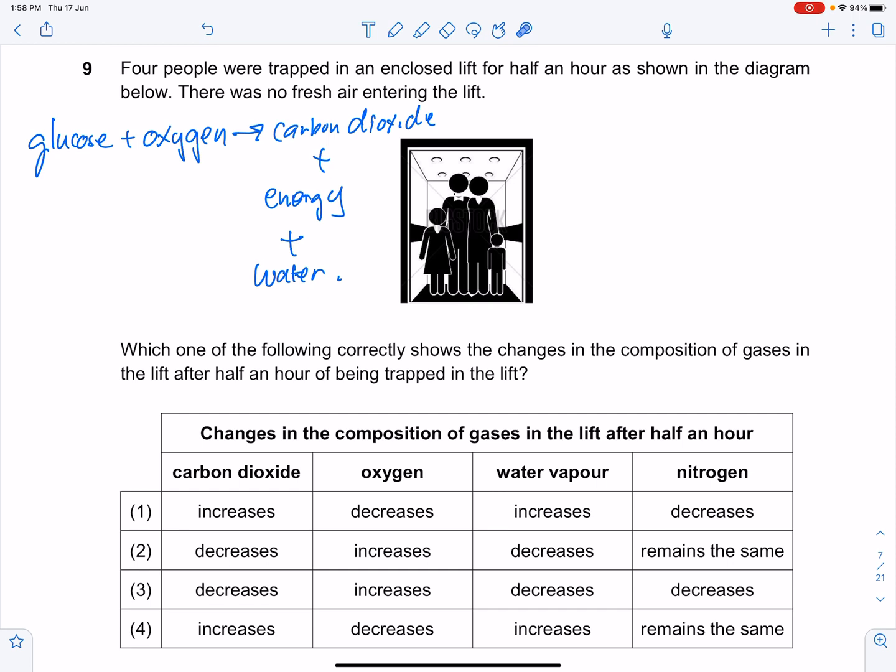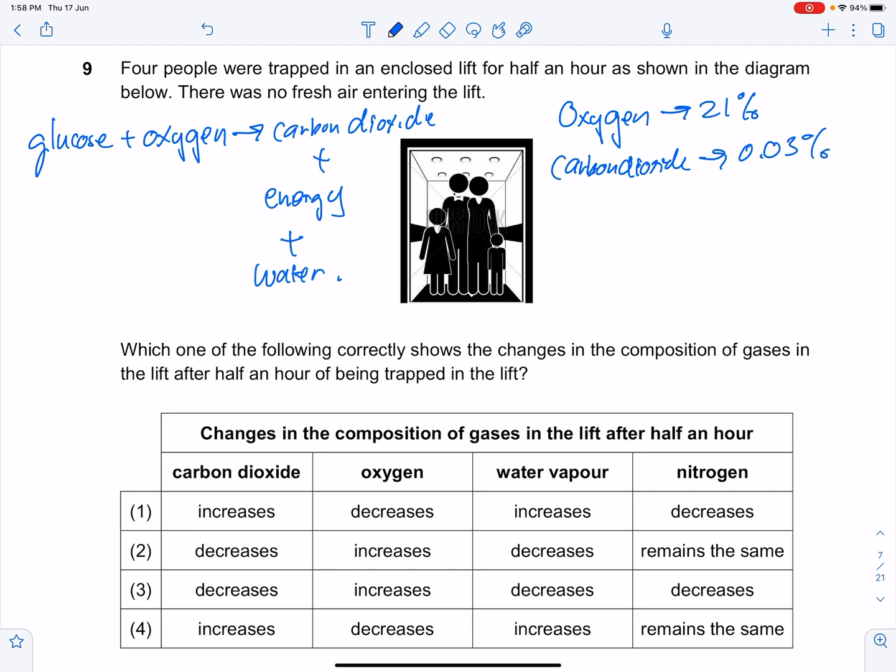The next thing I need to know to answer this question is the composition of atmospheric air. Just in case you don't know, go ahead and pen this down: in normal atmospheric air, oxygen is about 21%. It may differ in different parts of the world, because it also depends on the altitude. If you're climbing, say, Mount Everest, it could be less. Then you have carbon dioxide, which is about 0.03%.